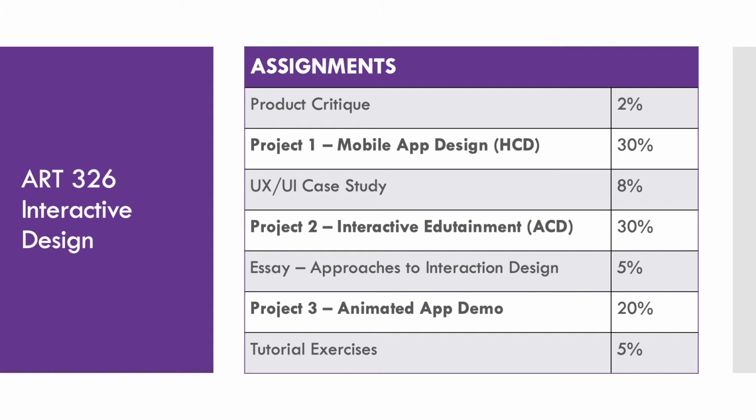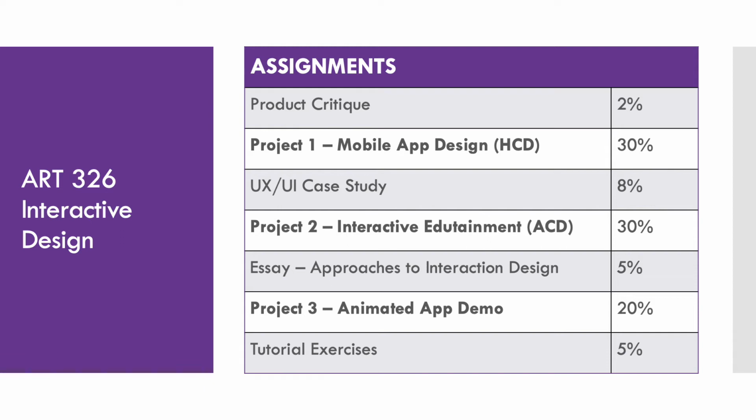The first 2 projects differ quite a bit because they are intended to give students experience with 2 different approaches to interaction design. So the first project is a mobile app design project that mostly follows human-centered design with a little bit of activity-centered design sprinkled in. And then project 2 is called interactive edutainment. That's mostly activity-centered design with a little bit of human-centered design methods mixed in.